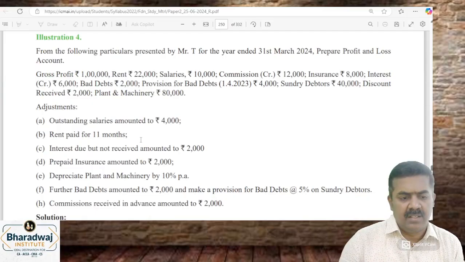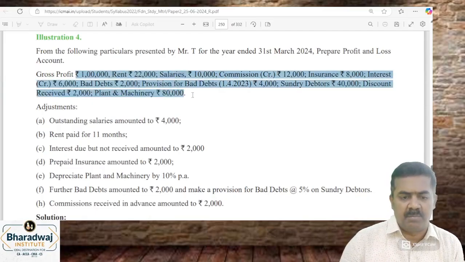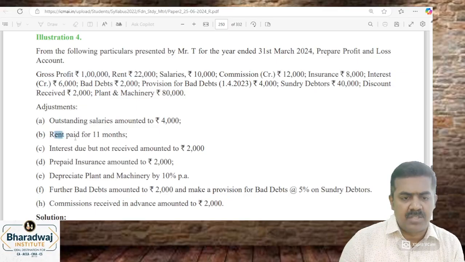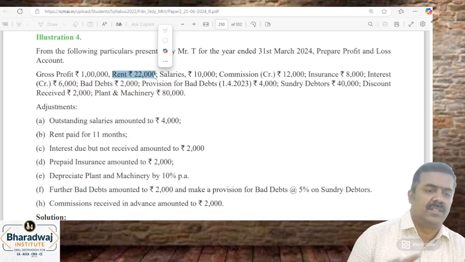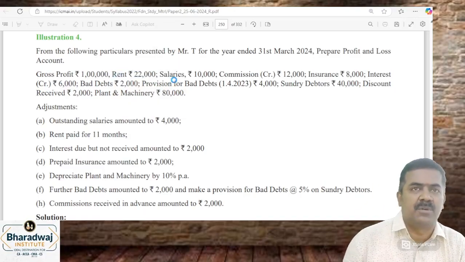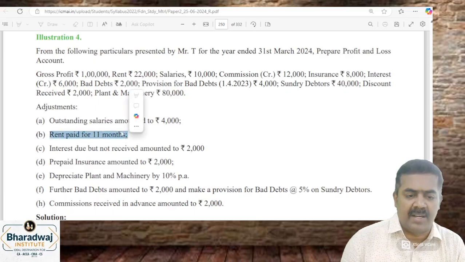Okay. Here they ask you to prepare which account? P&L account. Gross profit we will credit. Rent with outstanding rent. For 11 months it is 22,000. 1 month it will be 2,000. 22,000 by 11 is 2,000. So 1 month rent you have to add. Outstanding rent you have to add.